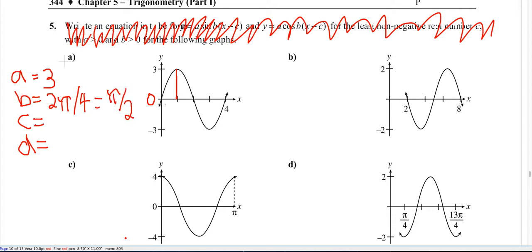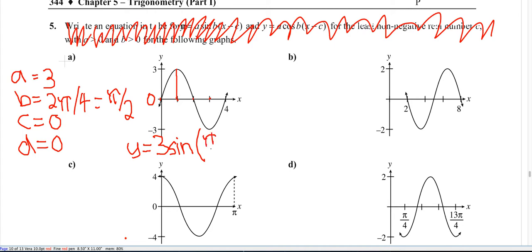Now we can see that the graph starts at 0, because this is 4, 3 right here, 2, 1, 0, so there's no phase shift. And again, the equator is at 0, so there's no vertical displacement. From here, we can make our equation. So y equals, it's a positive sine graph because it goes up to begin with. So y equals amplitude, which is 3, sine, and then we use b, which is pi over 2.